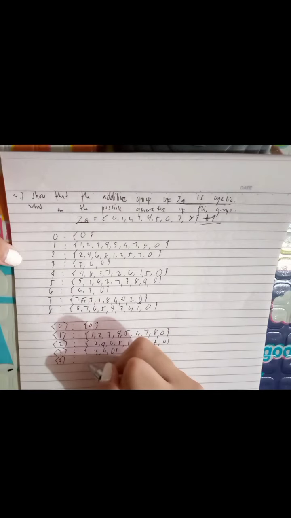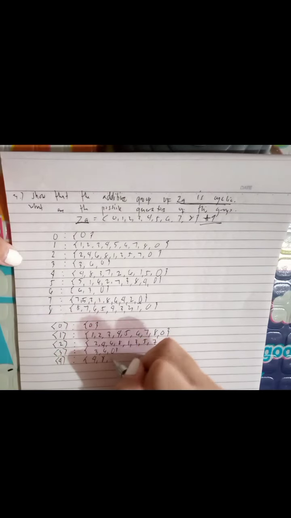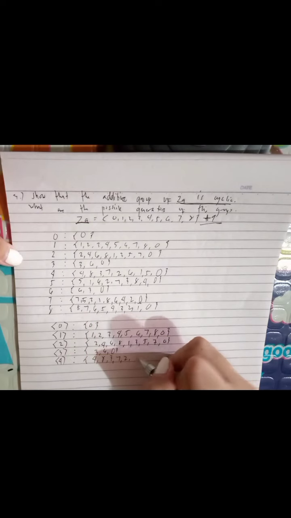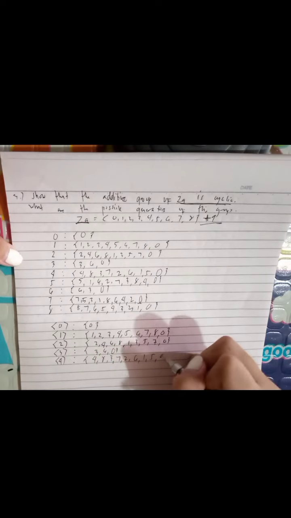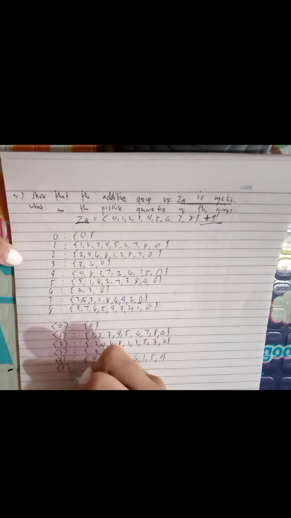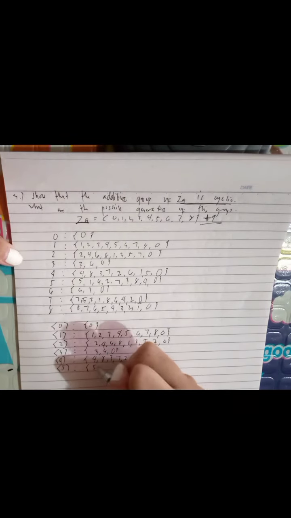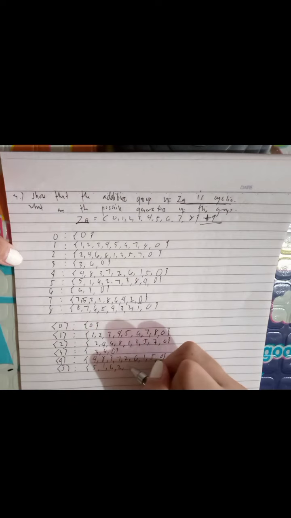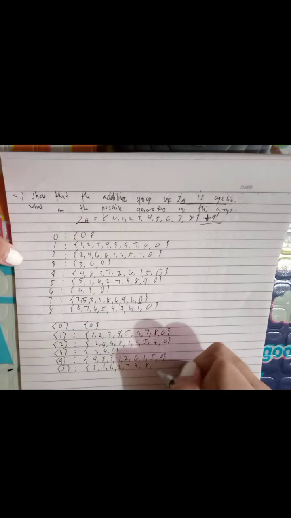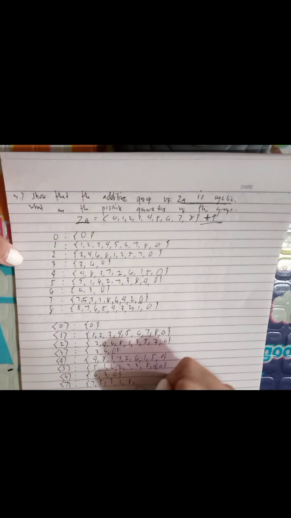Order 4 generates into 4, 8, 3, 7, 2, 6, 1, 5, and 0. Order 5 generates into 5, 1, 6, 2, 7, 3, 8, 4, and 0. And order 6 generates to 6, 3, and 0. Order 7 generates into 7, 5, 3, 1, 8, 6, 4, 2, and 0.